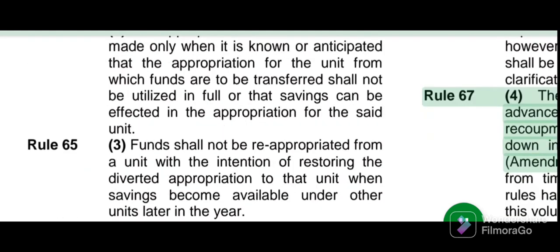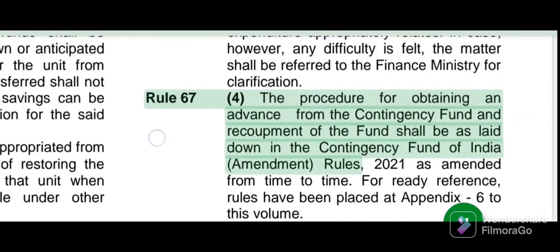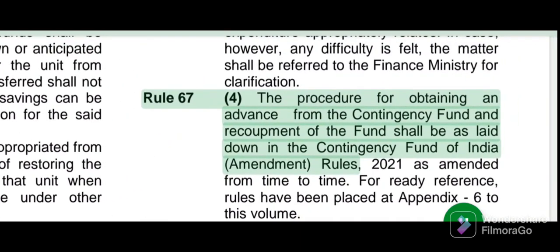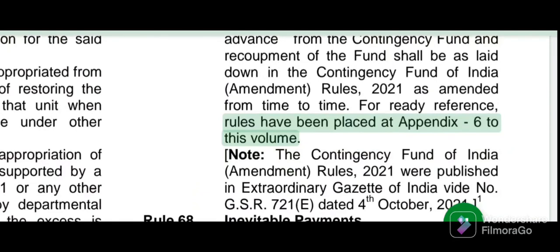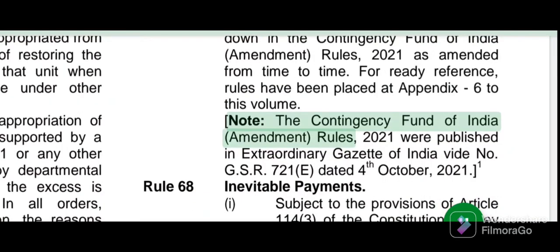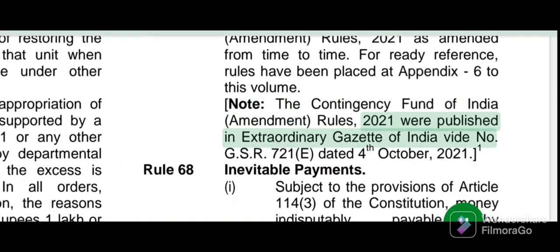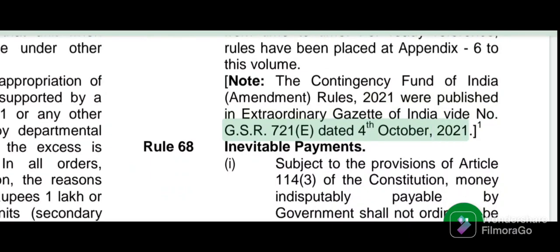Rule 67(4): The procedure for obtaining an advance from the contingency fund and recoupment of the fund shall be as laid down in the Contingency Fund of India Amendment Rules 2021, as amended from time to time. For ready reference, the rules have been placed at Appendix 6 to this volume. Note: The Contingency Fund of India Amendment Rules 2021 were published in the Extraordinary Gazette of India vide No. GSR 7218 dated the 4th of October 2021.